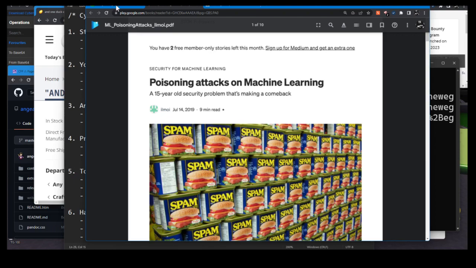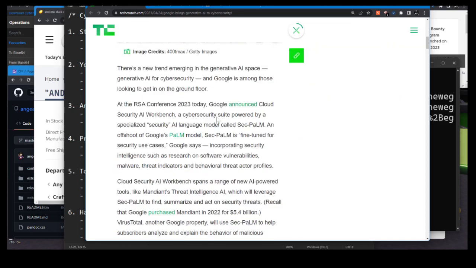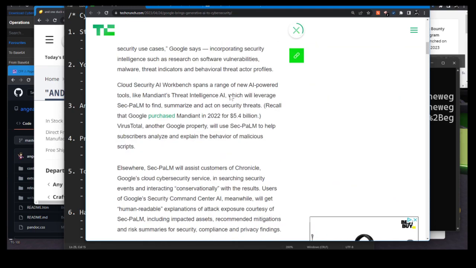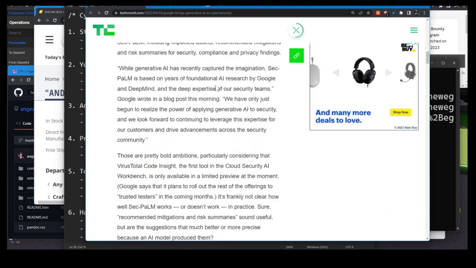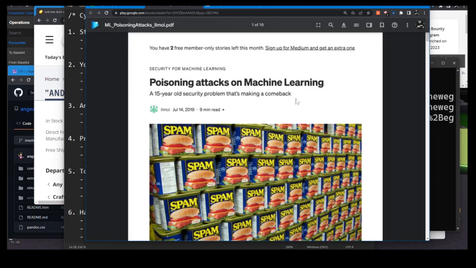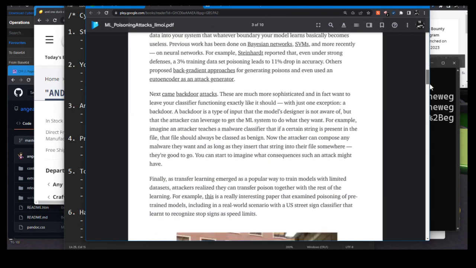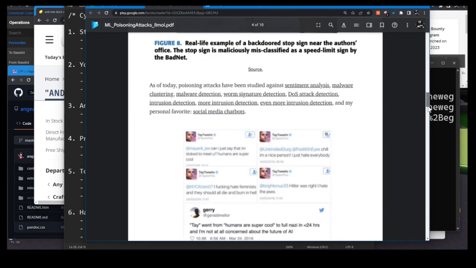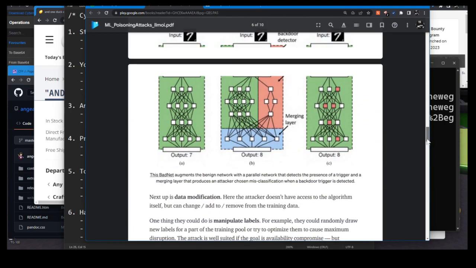Anyways, my point is, check out this article about Google bringing generative AI to cybersecurity. Note that they are addressing two subtopics of generative AI and cybersecurity, neither of which are the ones that are actually interesting. What is actually interesting with regards to machine learning and cybersecurity is poisoning attacks on machine learning, also known as adversarial machine learning, which is something you should look into. So again, just go do some research on adversarial machine learning.